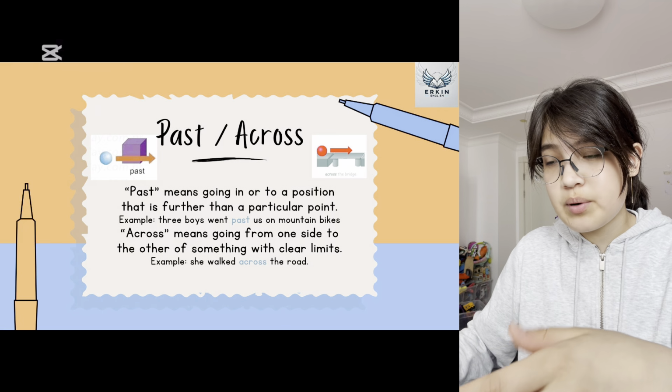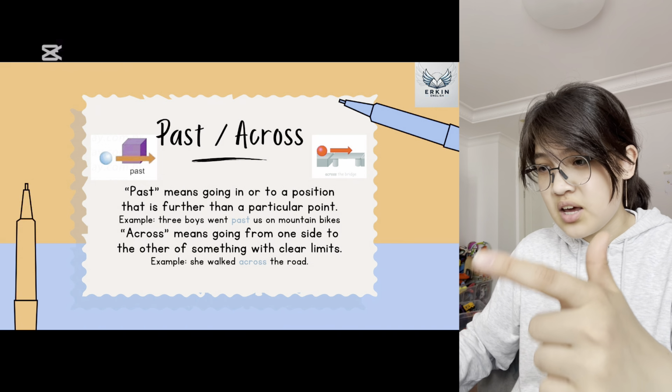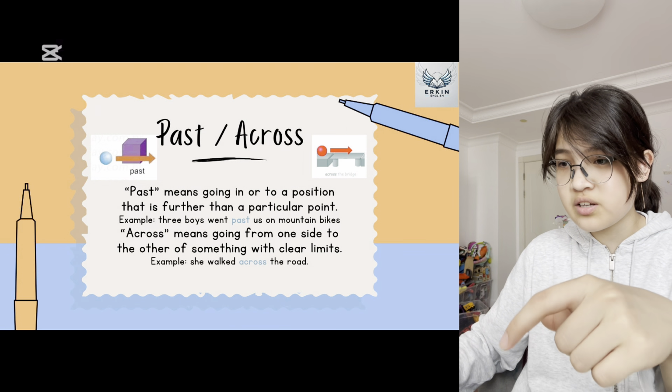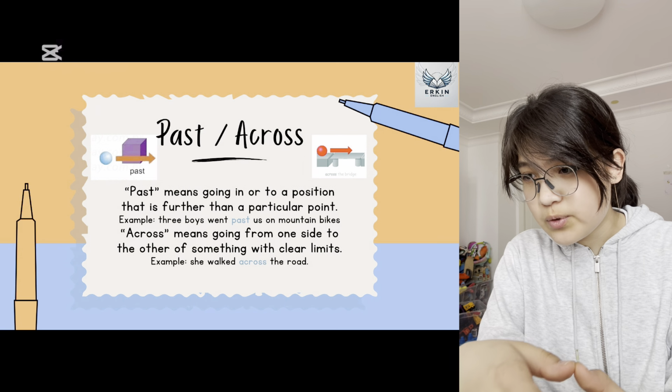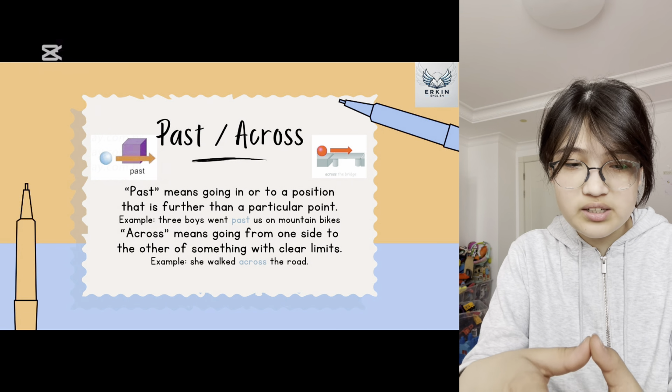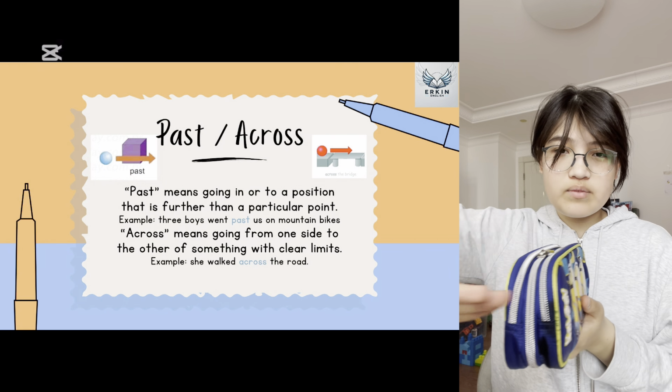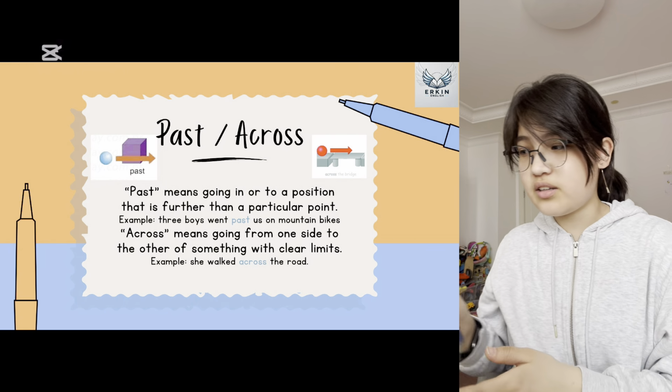Then we have the prepositions past and across. Past means in or to a position that is further than a particular point. For example, 3 boys went past us on mountain bikes. For example, my hand went past this pencil case. It went further than the pencil case.